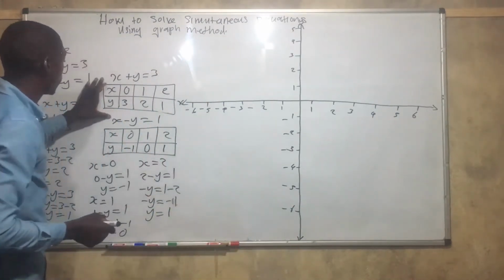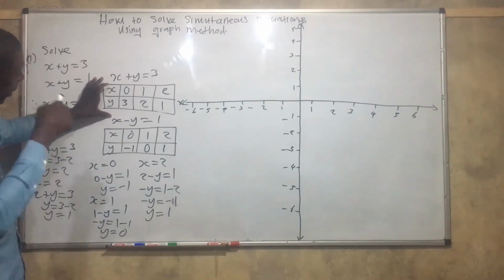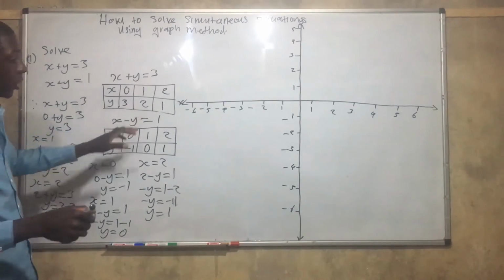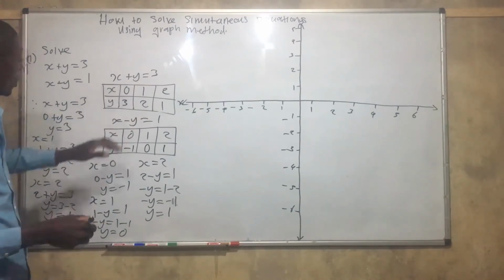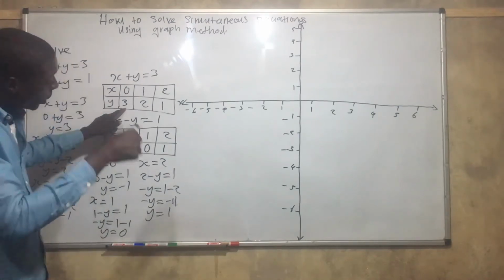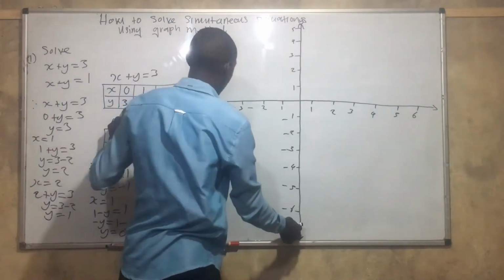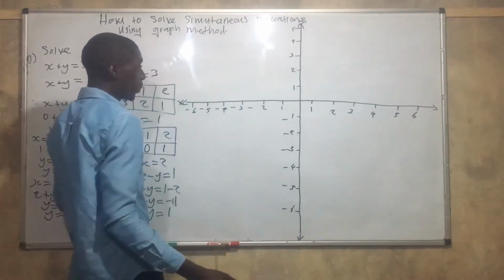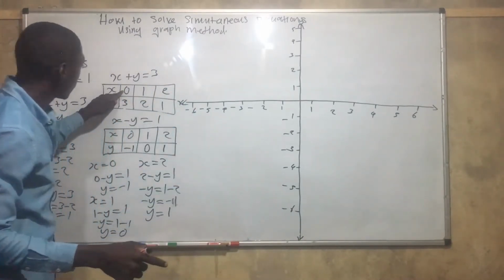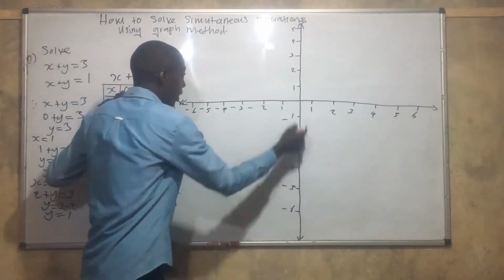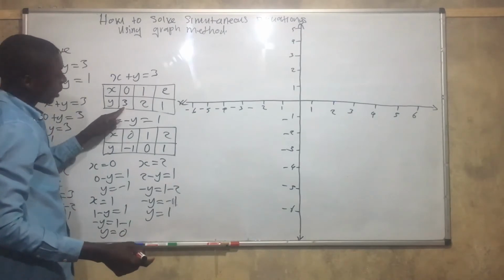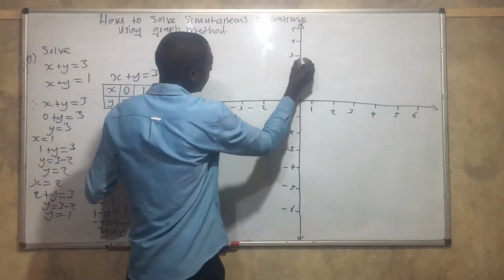So we are going to go to the first equation which we started, then we plot the coordinates on the Cartesian plane, or we join the coordinates on the Cartesian plane. So the first coordinate is 0, 3. So we are going to go in the x-axis where we can find 0. It is in the y-axis. That's where 0 is found for the x-axis. Then y is equal to 3.